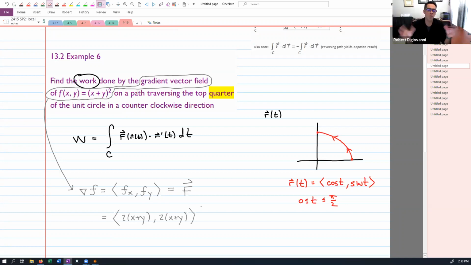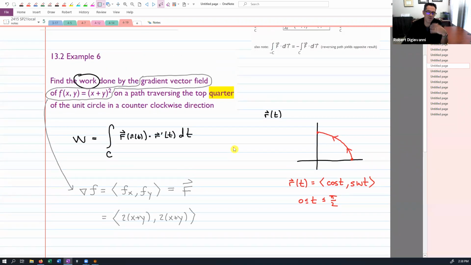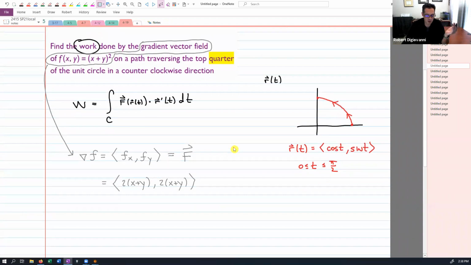Normally in a work problem, the vector field is just given to you. This problem is a little tricky because they're saying the vector field is the gradient vector field of this. For the first example, I was wondering if I should do this one. I could have just given you the vector field to start, but here we had to work for it a little bit.